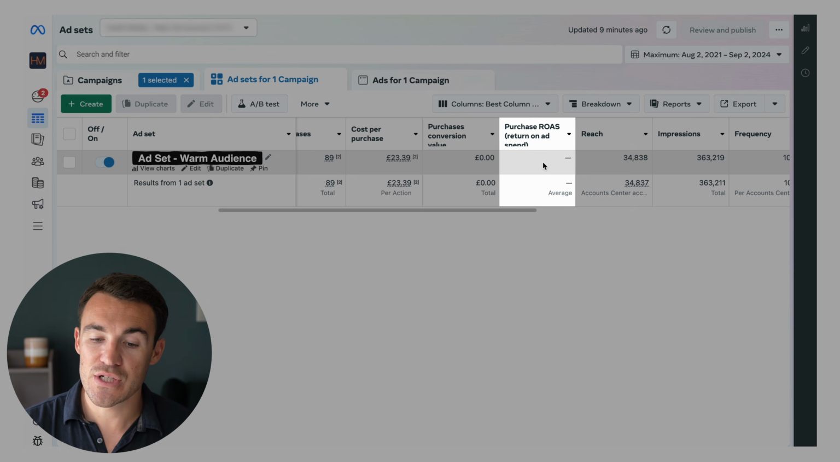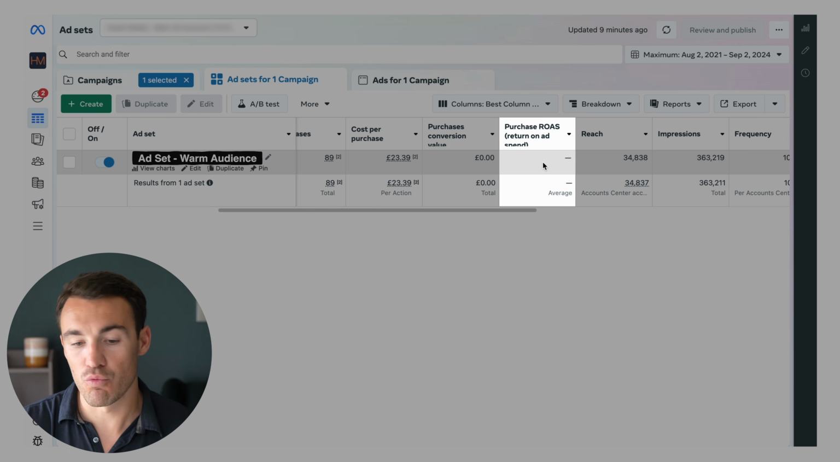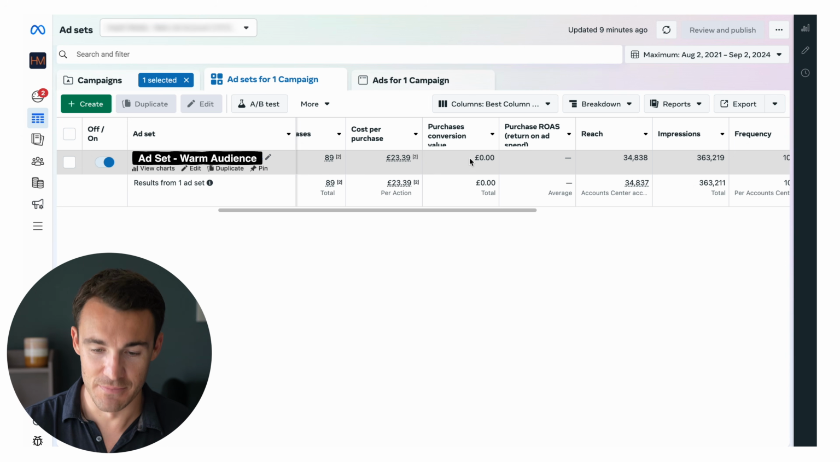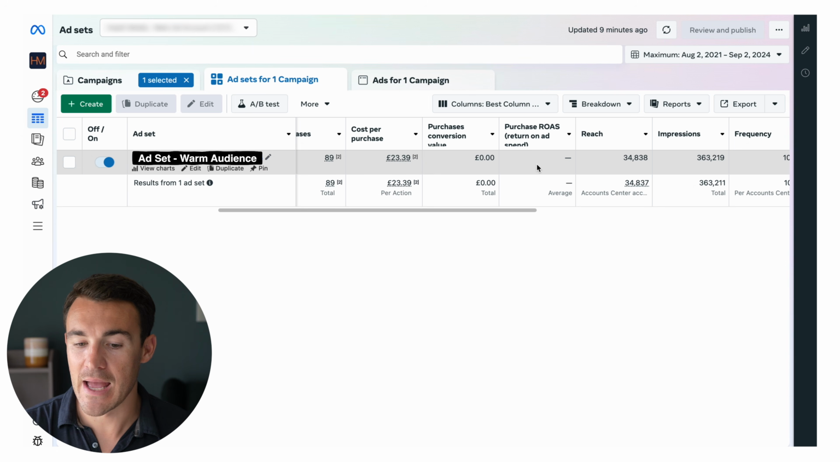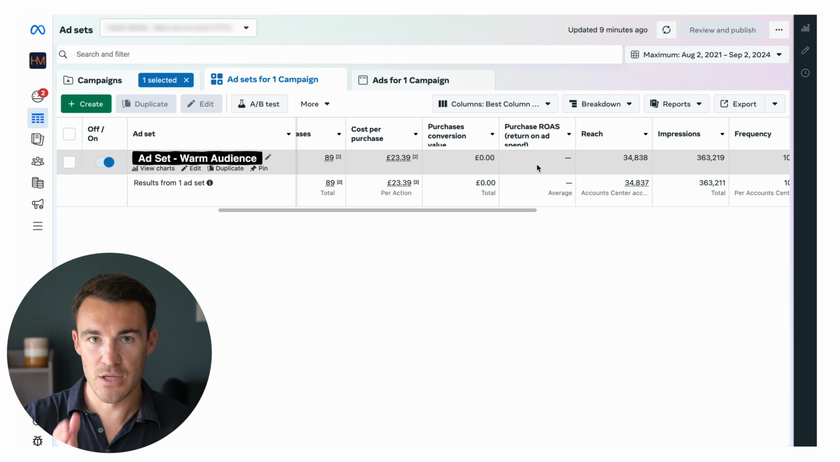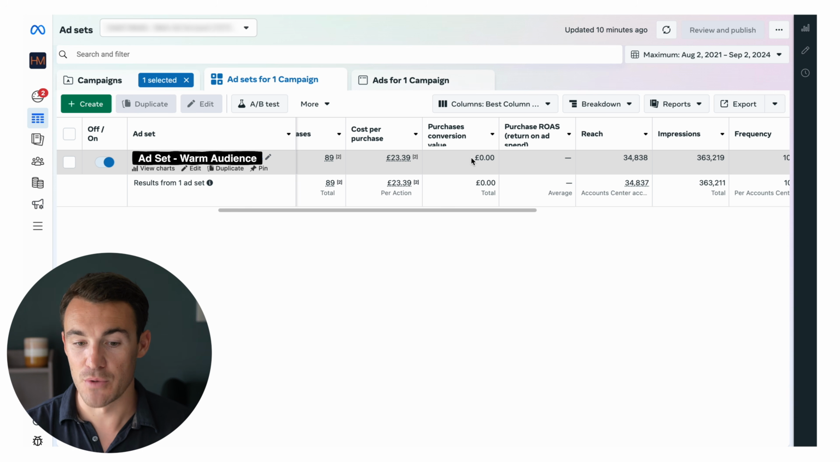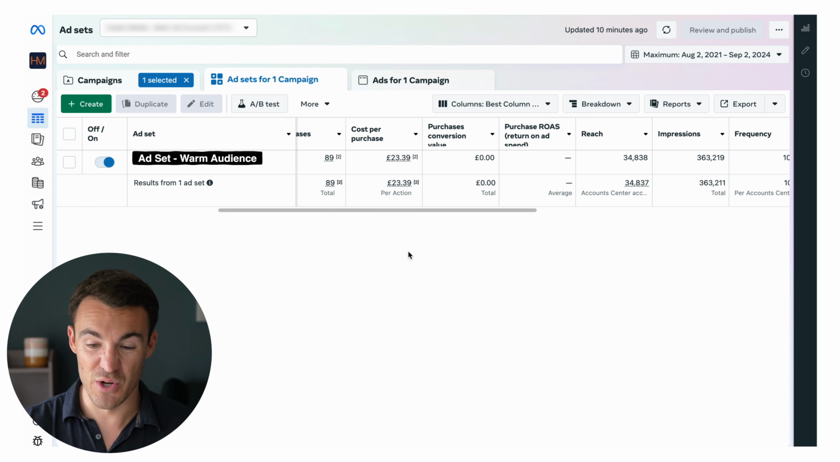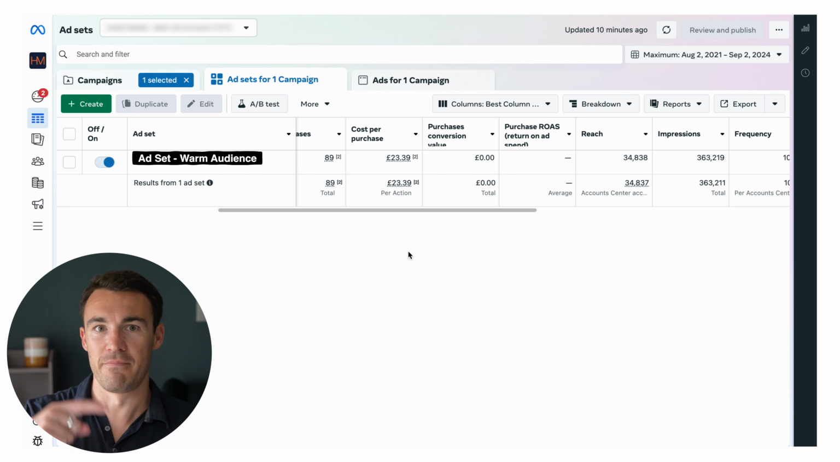And then we've got purchase return on ad spend. So basically, what's your ROAS? And again, because this number isn't feeding through, it's not creating a ROAS calculation. To be fair, when you've got a product like this that bills monthly, the ROAS calculation that you see within your Facebook ad account is not going to be that accurate because it might just include the first transaction. So let's say £97 on average with a £23 cost per purchase, we're looking at about 4x ROAS, but that's only on the first transaction, right?